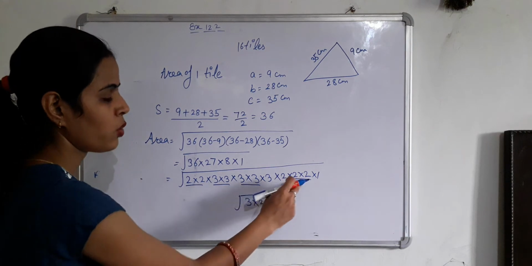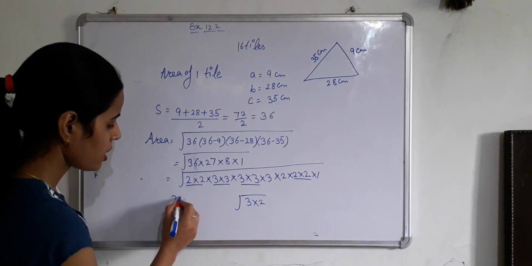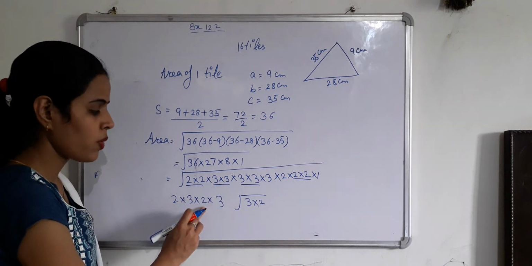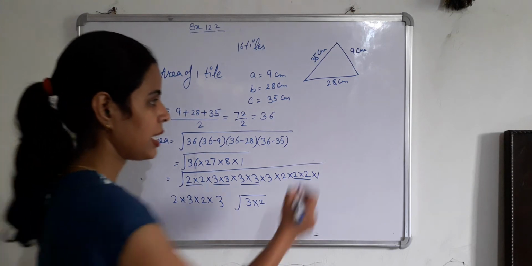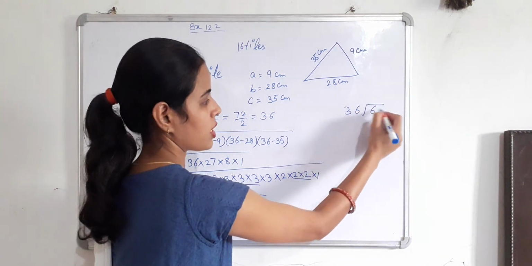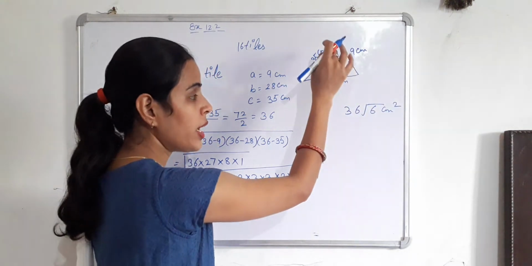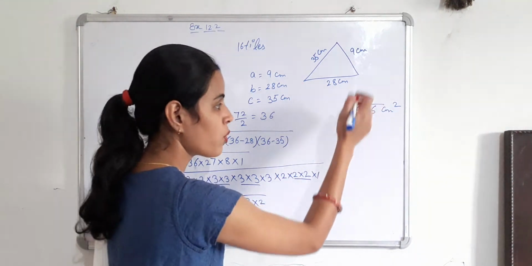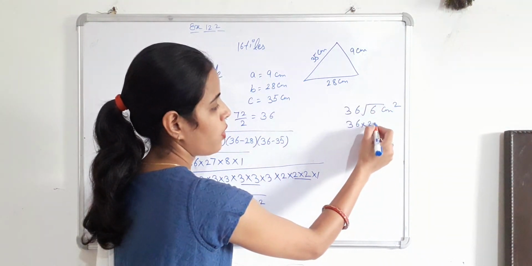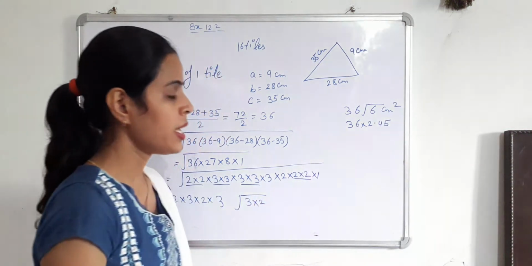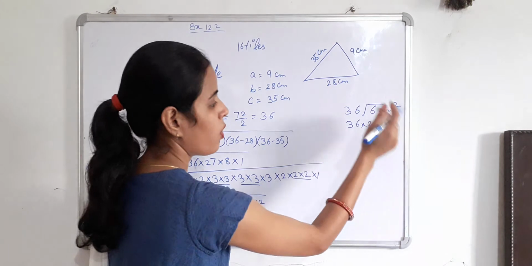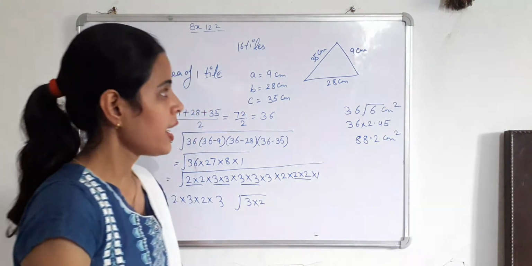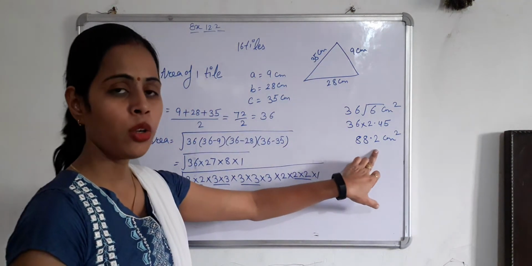2, 3, 3 and 2 come out from the root. You can write it as 2 into 3 into 2 into 3. 2 into 3, 6. 6 into 2, 12. 12 into 3, 36. 36 into 3 into 2, 6 centimeter square. So area of one tile, one triangular part, is 36 root 6 centimeter square. Value of root 6 is 2.45. If we multiply 36 by 2.45, then 88.2. So area of one tile equals 88.2 centimeter square.